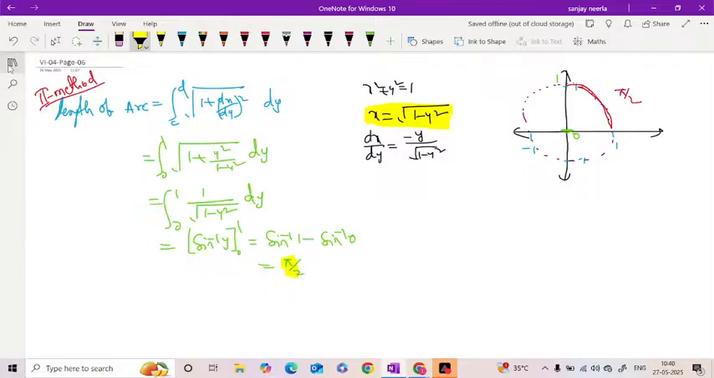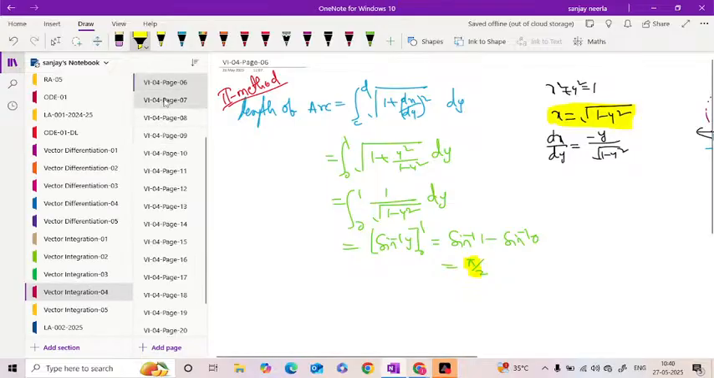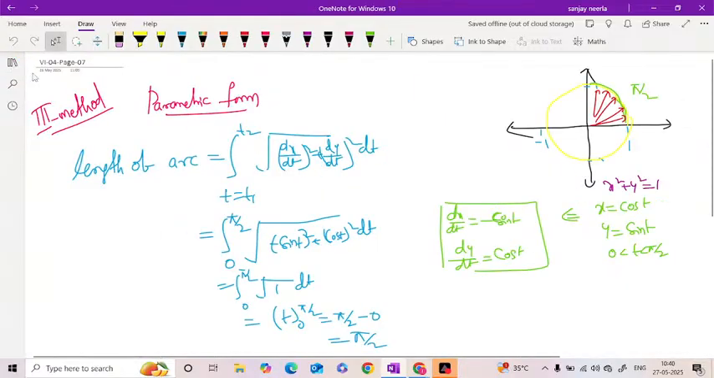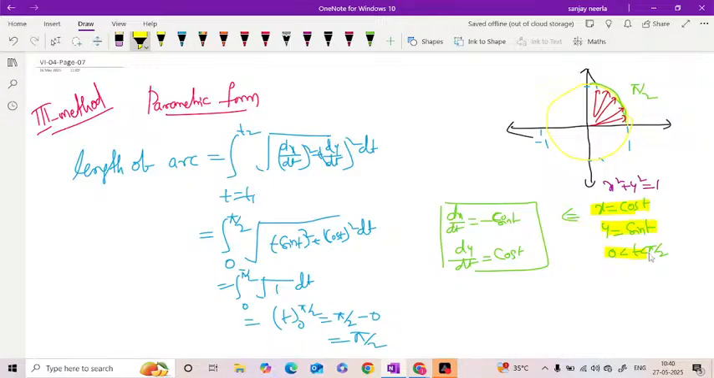Okay, this is the second method. Next one, parametric form. The same problem we will solve in the parametric form, but we will take x is equal to cos t and y is equal to sin t, and the t values are 0 to pi by 2, and the formula is integral t1 to t2 under root of (dx by dt) whole square plus (dy by dt) whole square into dt, and after simplification we will get pi by 2.